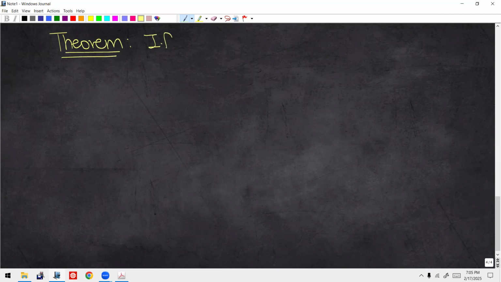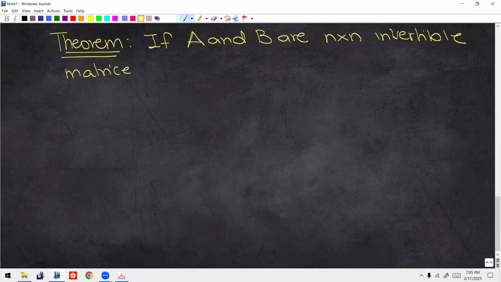Okay. The next theorem that we're going to talk about here, like I said, many theorems here, is this. If A and B are n by n invertible matrices, so I have two matrices that are invertible, then the product is also invertible. So that is interesting. If you have two invertible matrices and you multiply them, then the product you end up with will also be invertible.